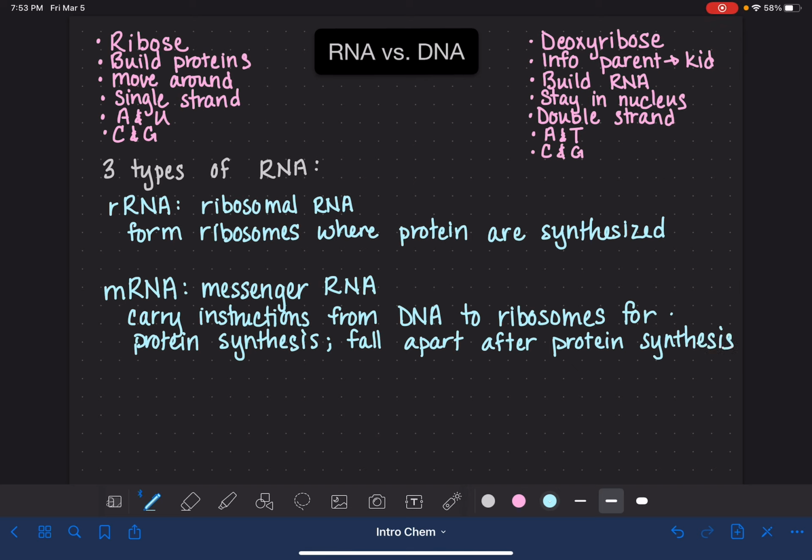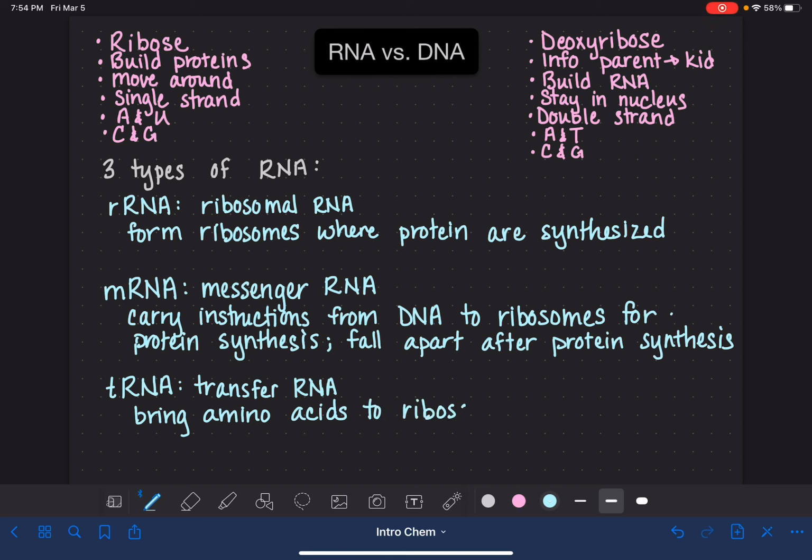And then the third type of RNA is called tRNA. That's a lowercase t, and this stands for transfer RNA. This is the tiniest little RNA molecule. And the job of the transfer RNA molecule is to bring or carry amino acids to the ribosome. These are the amino acids that are used in protein synthesis.